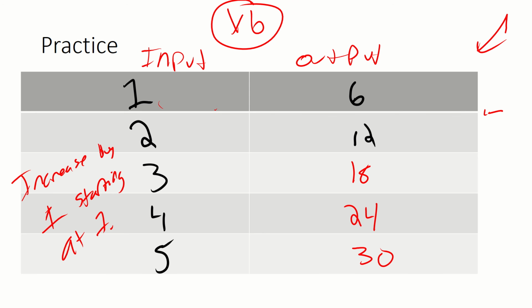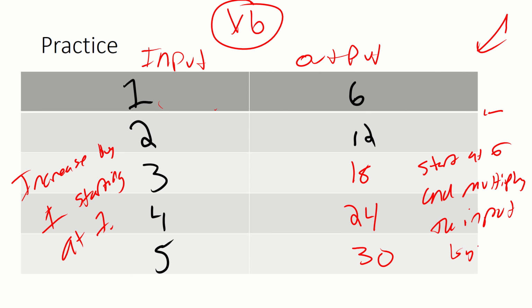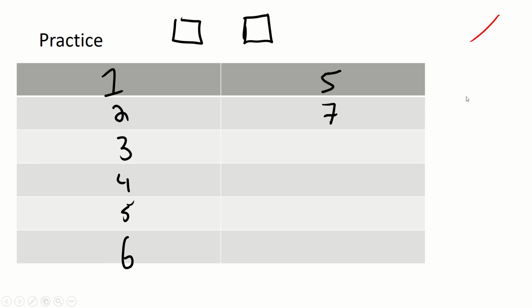Now, what's my output pattern? My output pattern is start at 6 and multiply the input by 6. So we go up 6 each time. All right, so that's one example with our input-output machines and one equation. Now let's do another one.